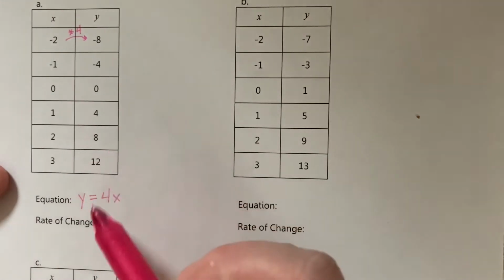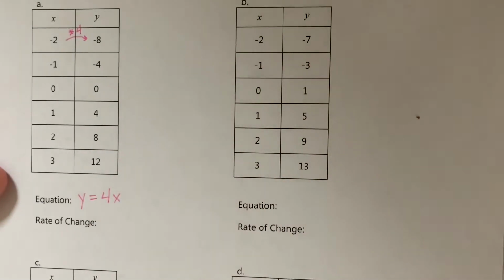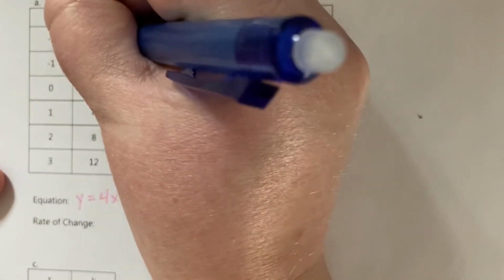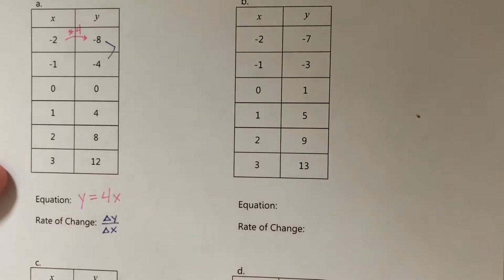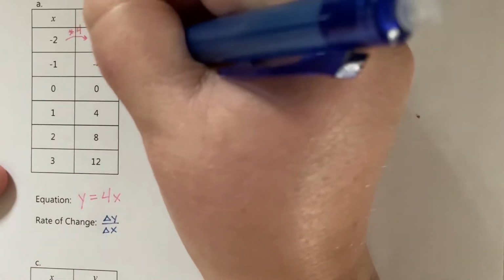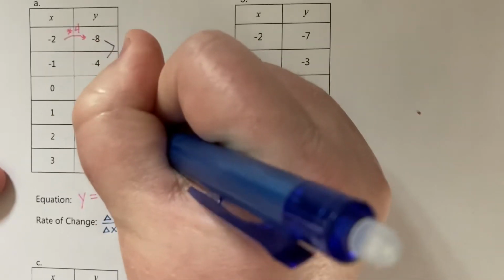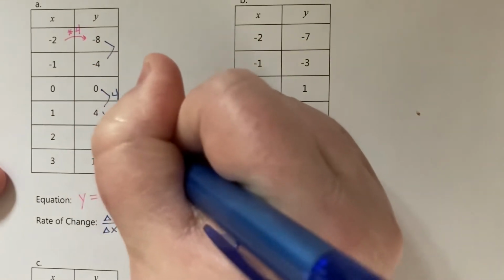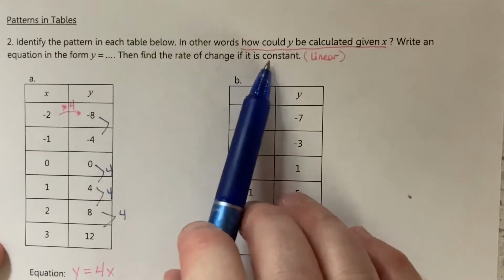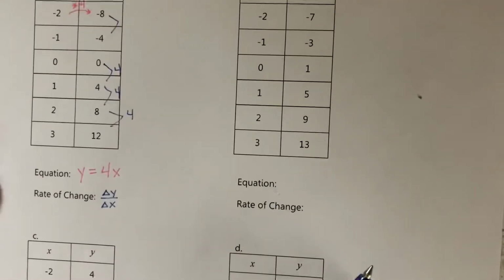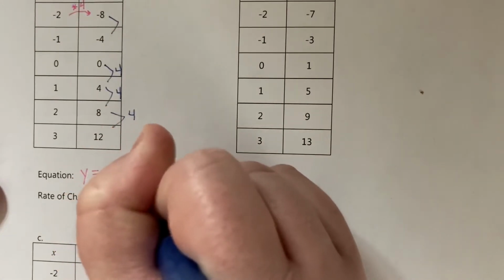Awesome. So to find the rate of change though, we always look for what's the difference in the Y values. Remember, rate of change is that difference in the Y values over the difference in the X values. And sometimes it's hard with negatives, so you can skip down to where it's positive if you want. From 0 to 4, the Y value changed 4. 4 to 8, the Y value changed 4. 8 to 12, the Y value changed 4. So that's what the directions meant by the constant rate of change. So our rate of change here is 4.